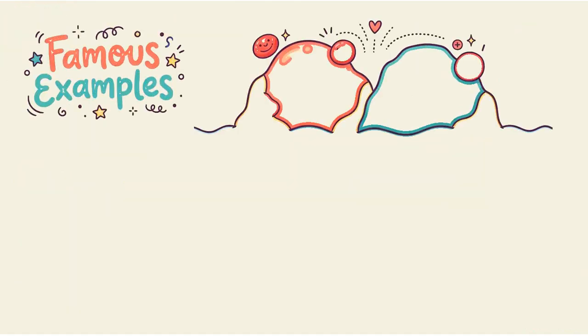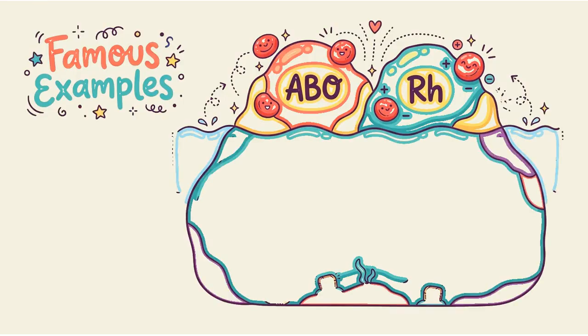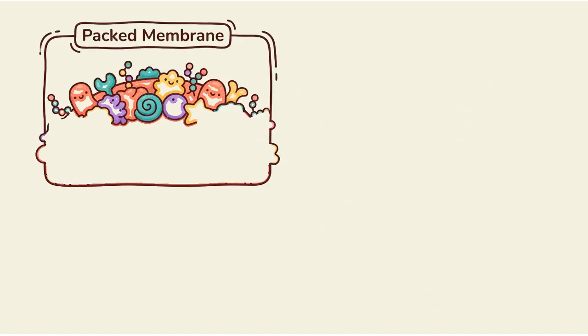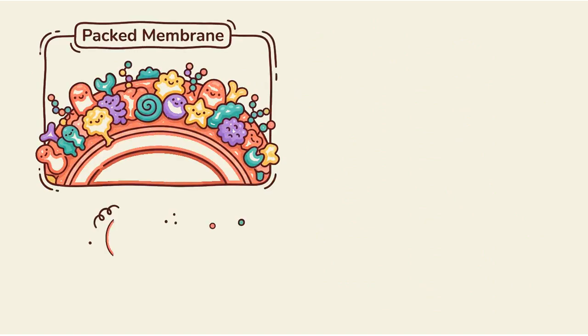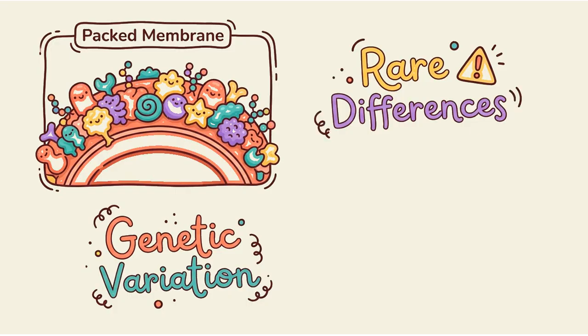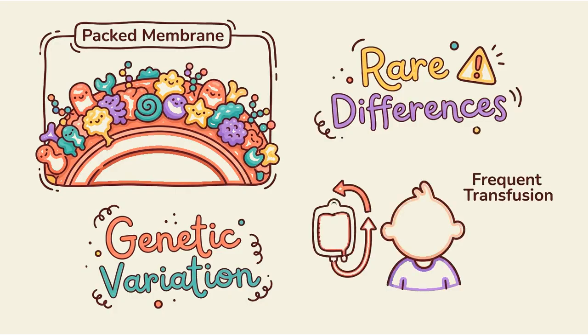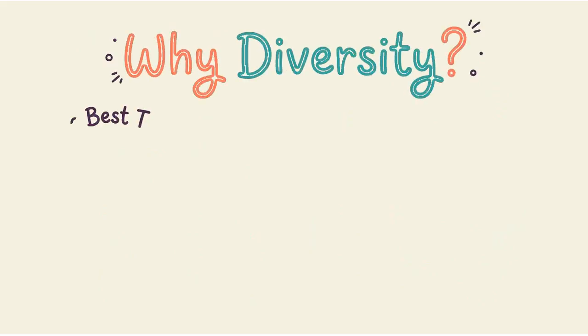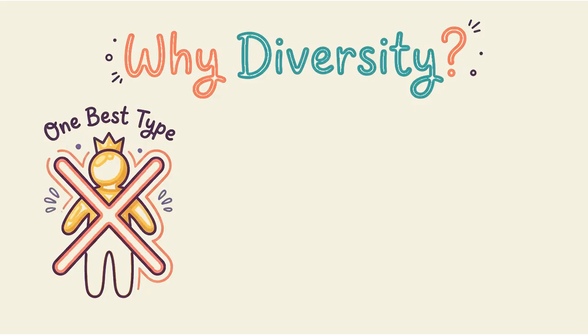ABO and Rh are just the most famous examples. In reality, humans have dozens of blood group systems and hundreds of known red cell antigens. Red blood cell membranes are packed with proteins and sugars, and genetic variation can affect any of them. Most of these differences are rare, but they become critically important for people who need frequent transfusions. The deeper question is why this diversity persists instead of one best blood type taking over.